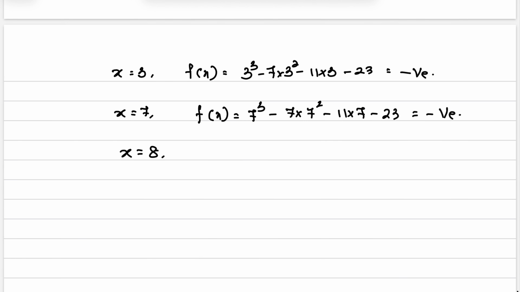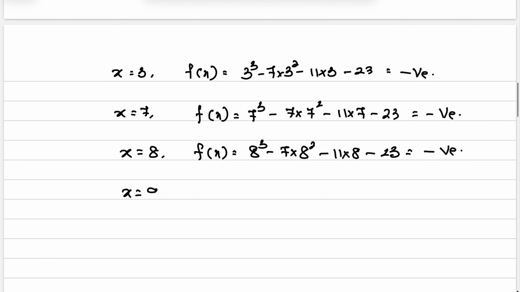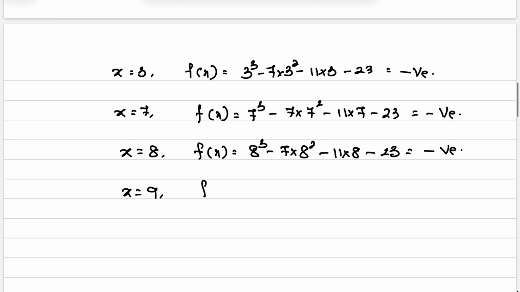Now x is equal to 8. f(8) is 8 cube minus 7 into 8 square minus 11 into 8 minus 23. This also looks like it is negative. Now x is equal to 9. These are all very simple problems. Just put the value, calculate it and find out. f(9) is 9 cube minus 7 into 9 square minus 11 into 9 minus 23.